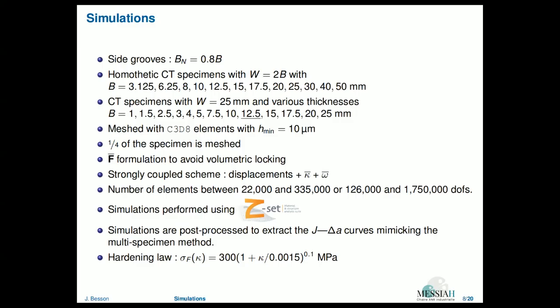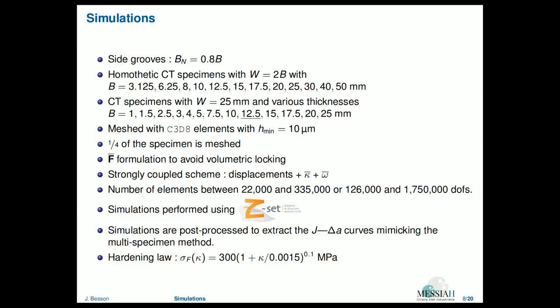Okay, so we carried out a lot of simulations of CT specimens only. We use side grooves, and we have two types of specimen. You have homothetic CT specimens. These are like Russian dolls. That's the same specimen, but expanded in the three directions. So, Russian doll specimens, I would say. And there is one which has the same profile and different thicknesses. So that's the second series.